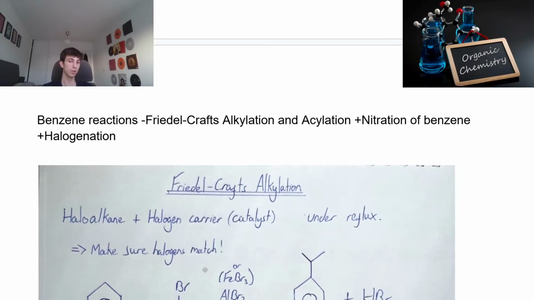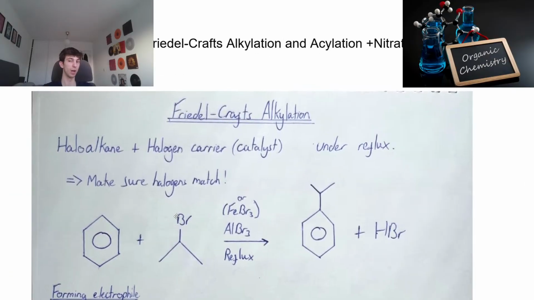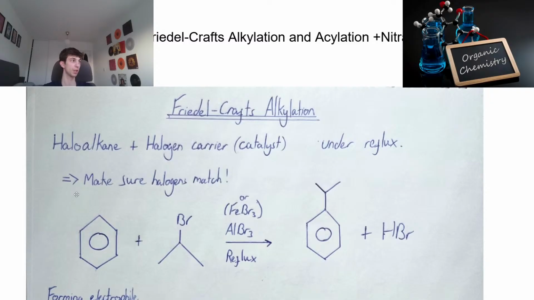One very key thing, guys, with your halogen carrier and the haloalkane you have is make sure your halogens match. Okay, that's very important. So we start off with benzene. Here we have 1, 2, 3, bromine in the second position, 2-bromopropane. We have our aluminium tribromide.